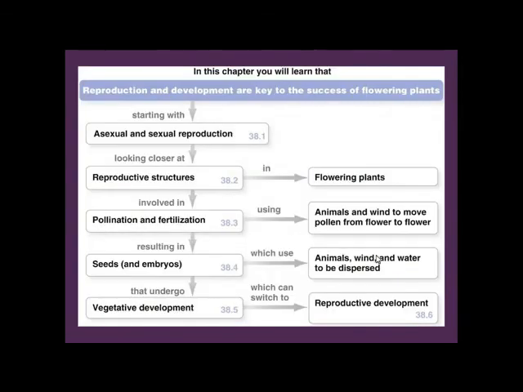All right, so hopefully in this chapter, you learned that reproduction and development are key to the success of flowering plants. We talked about sexual versus asexual reproduction, reproductive structures, pollination and fertilization, seeds and embryos, vegetative development. We talked about flowering plants, how pollination and fertilization involves animals and wind to move pollen from flower to flower. We talked about reproductive development. All right, the end.